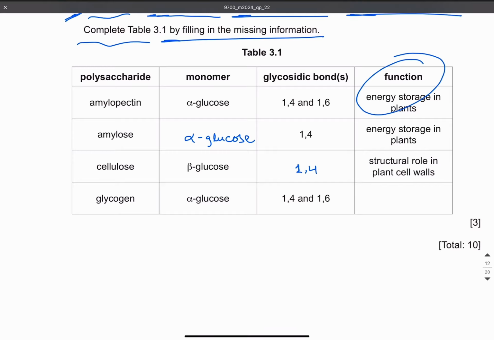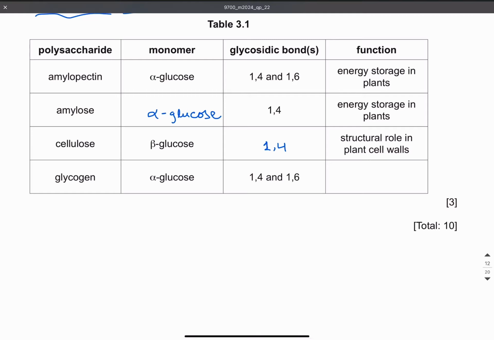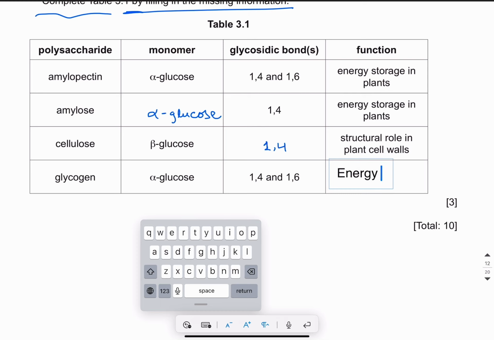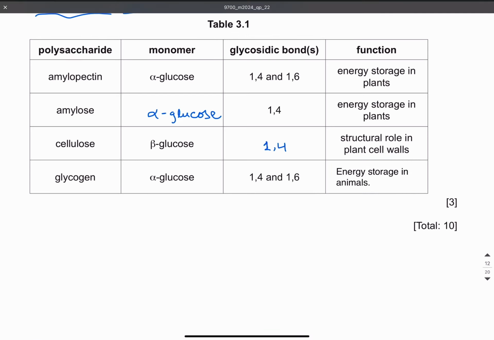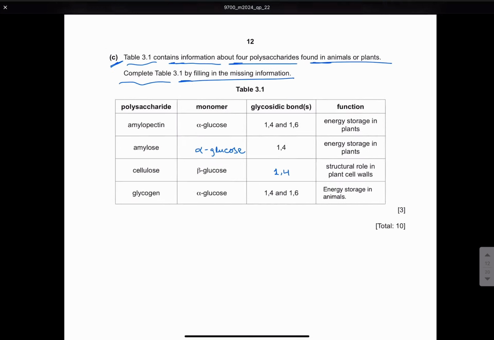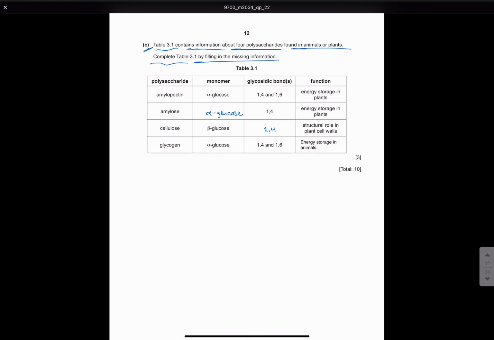What is the function of the glycogen? So the function of glycogen is energy storage, but in animals. So over here, we will write energy storage in animals. Glycogen stores energy in animals, whereas amylose stores energy in plants. So guys, we are done with question number 3. Now we will move on to question number 4.